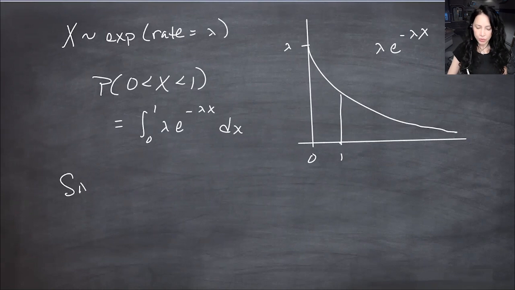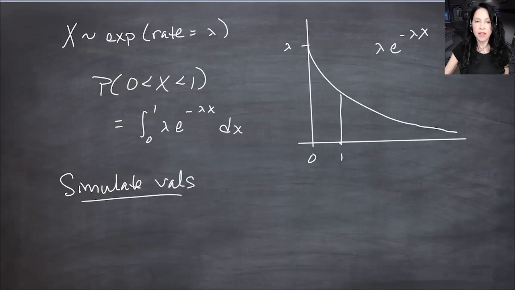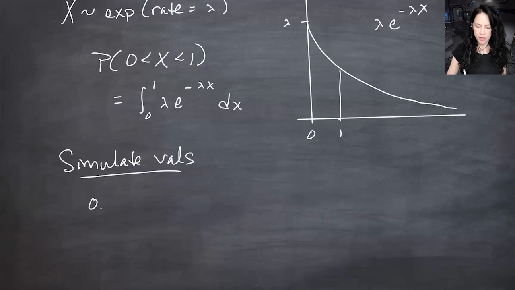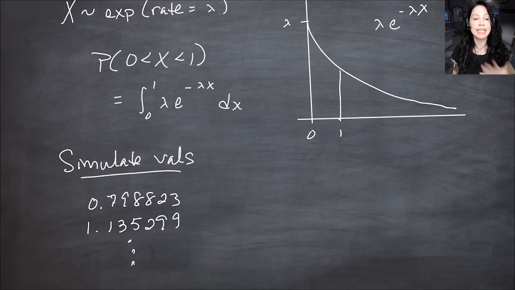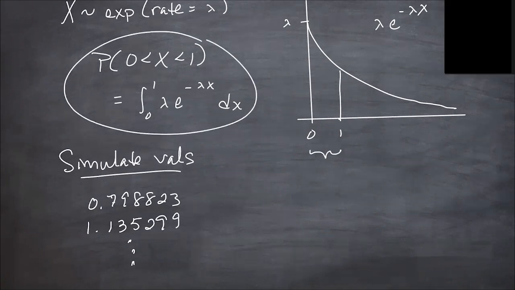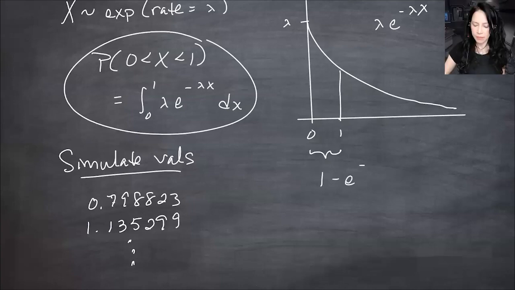And if you want to simulate values from this distribution, then you want some kind of algorithm that's going to produce a list of numbers. And you want to get something like 0.798823, 1.135299, etc. You get some list of numbers, and any one number alone is not going to allow you to see the distribution. But if you compute the probability you're in here, and I'm sorry, I don't have an actual number, this is going to be 1 minus e to the minus lambda, and I don't know what that number is, but it's a number.